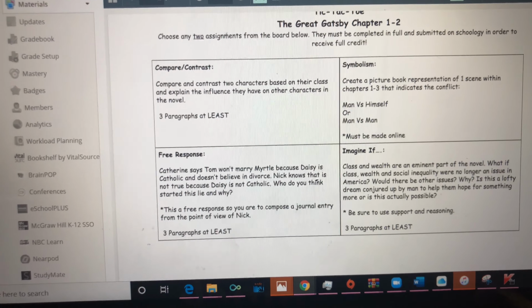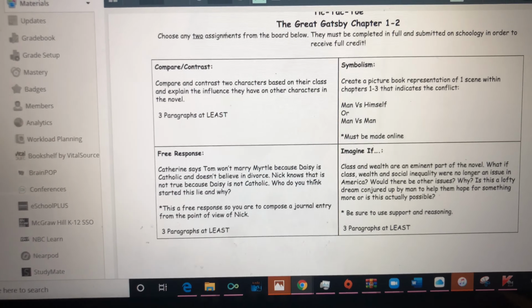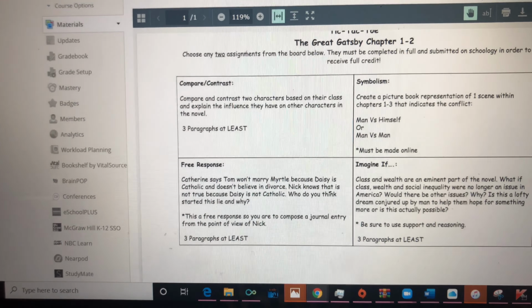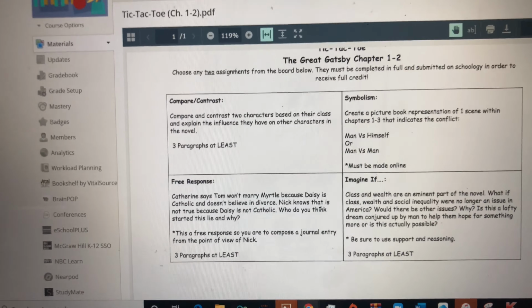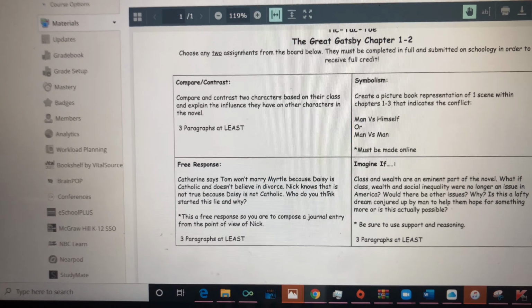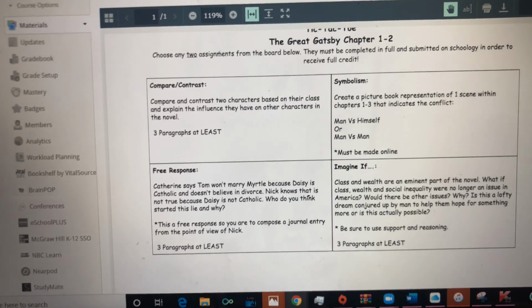So the idea is that you guys have your choice of what you want to do. Out of the tic-tac-toe, all you're going to do is pick 2 assignments. You will have the whole week to work on your mini project, and of course it'll be due at the end of the week or whenever your teacher, I guess me, decides that it'll be due.